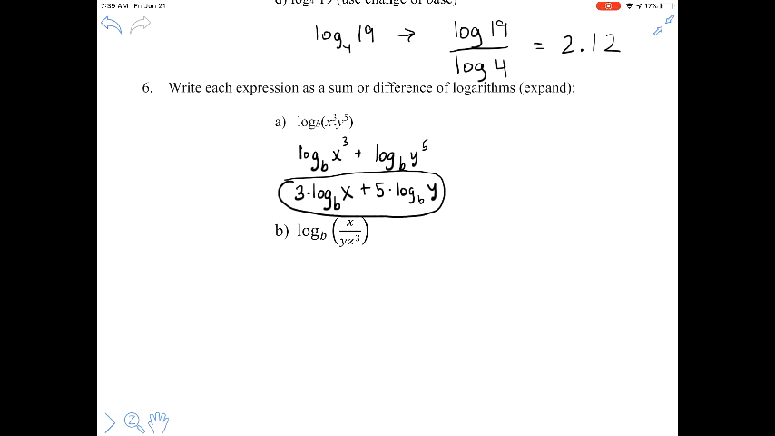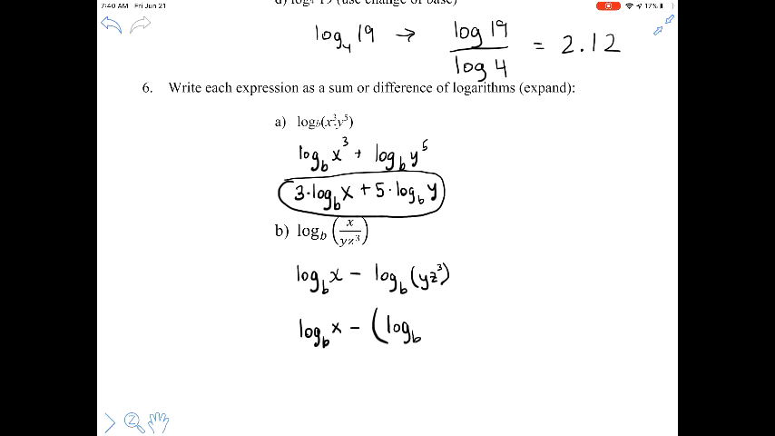Now for part B, we have a quotient, so you can expand a quotient using separate logarithms that are subtracting. So the numerator minus log base b of the denominator. Now we have a product right here, so you can expand that. And because we're subtracting an expansion, this has to be done in a parenthesis.